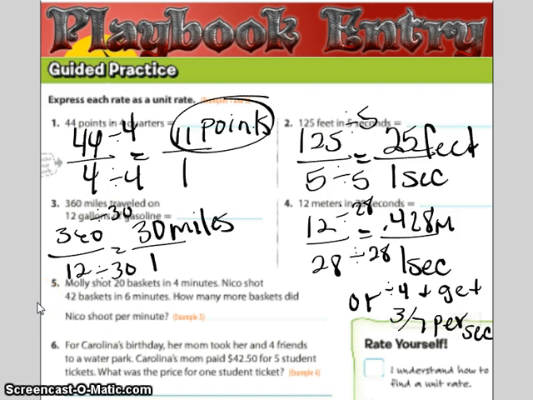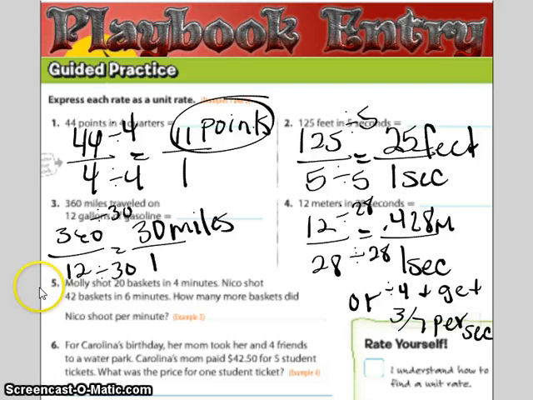Right, so here are some of your answers. Number 1, you're setting it up 44 over 4. You divide by 4 and you get 11 points per quarter. For number 2, you set it up like a fraction, 125 feet in 5 seconds. You divide by 5 and you get 25 feet per second.